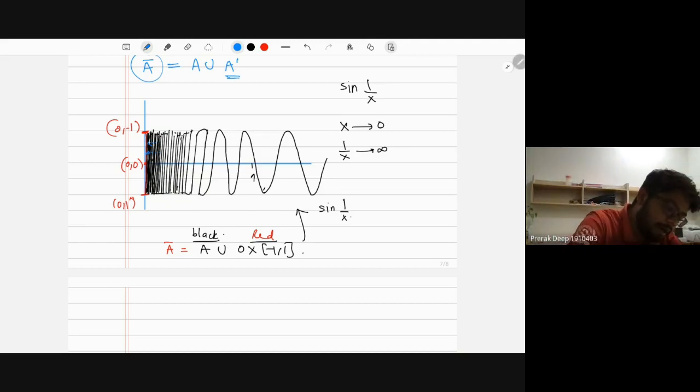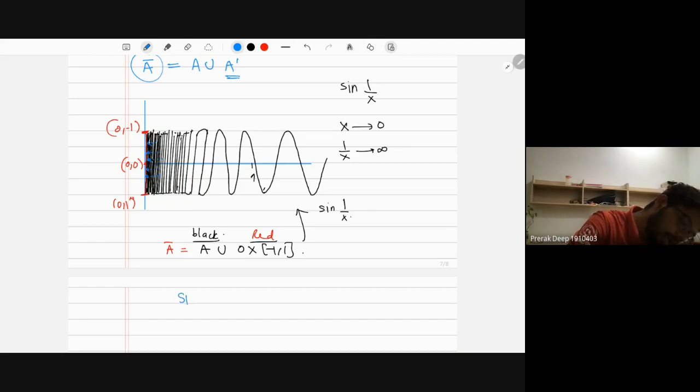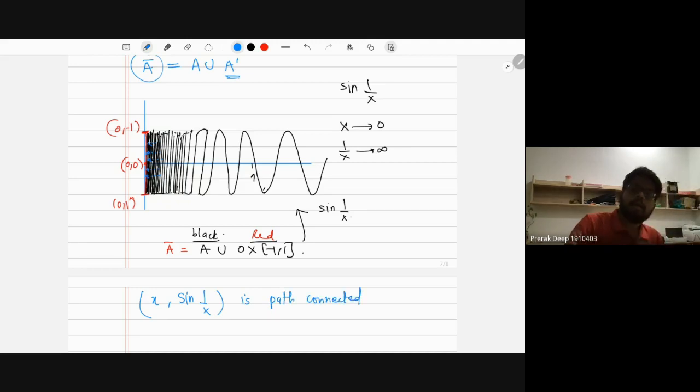The y-axis is not part of the graph, but it is attained at infinity. So this whole interval on this axis is attained at infinity. There are sequences which converge to that, but this is not part of the sine graph. So we know that sin(1/x) is path connected, because it is a continuous image of a connected set.